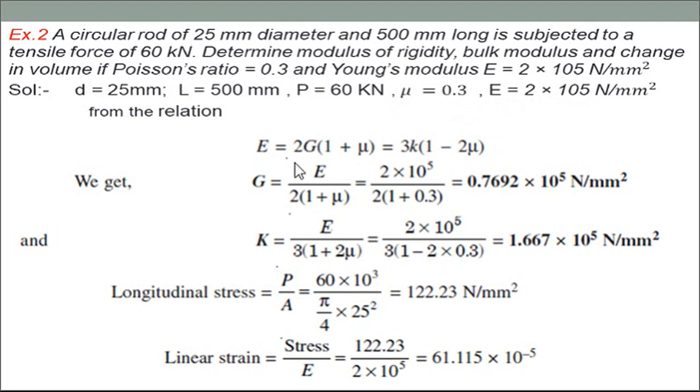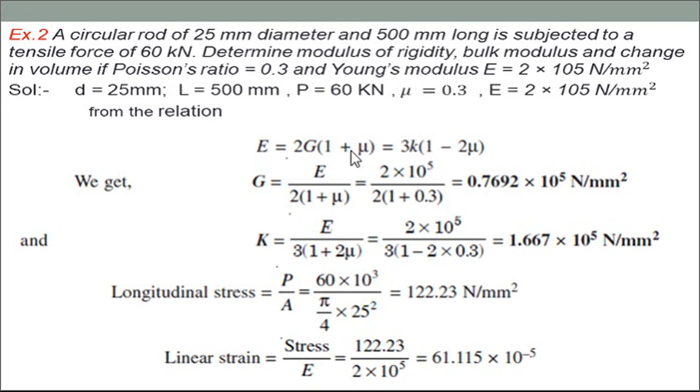So we have the relation that E is equal to 2G into (1 plus mu), and also E is equal to 3K into (1 minus twice of mu). So both of these relations we already derived. From this you can calculate the modulus of rigidity, G equals E divided by 2 into (1 plus mu). The E value is given and the mu value is also given.